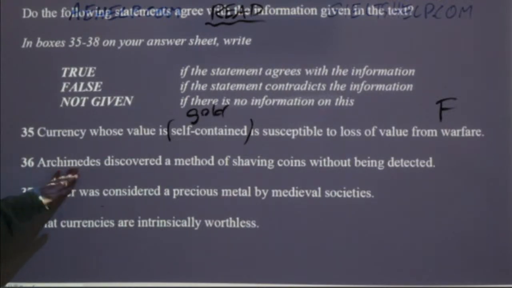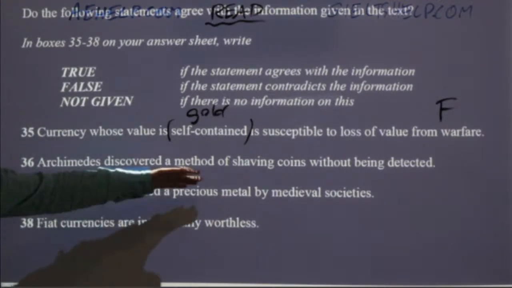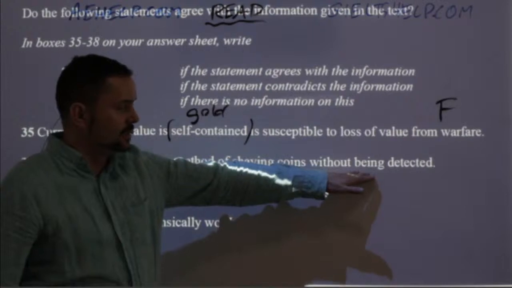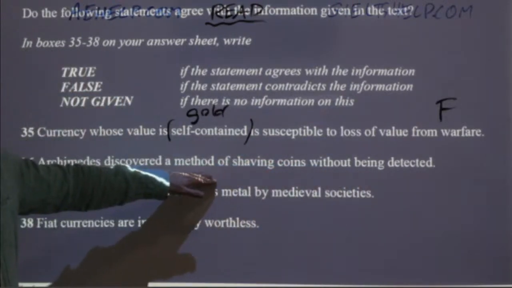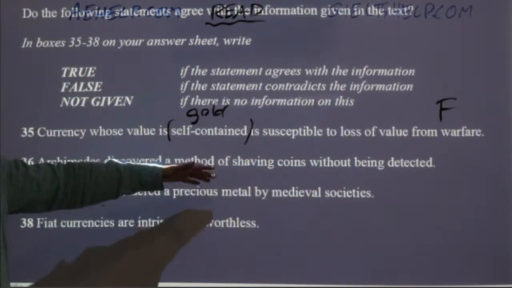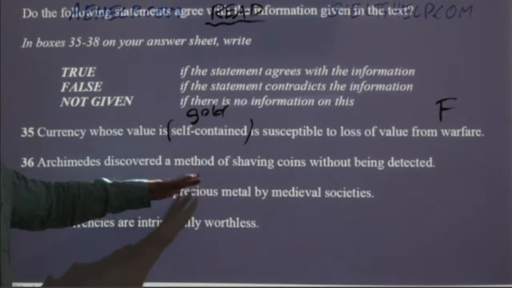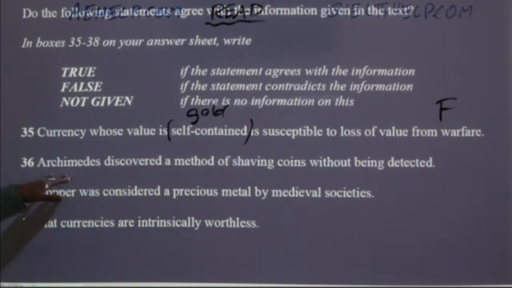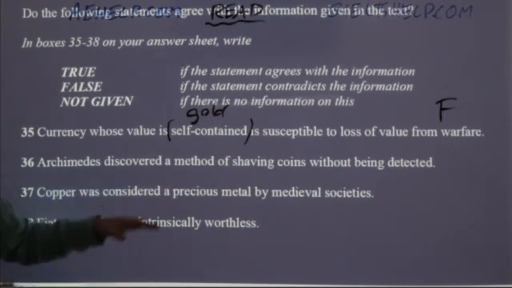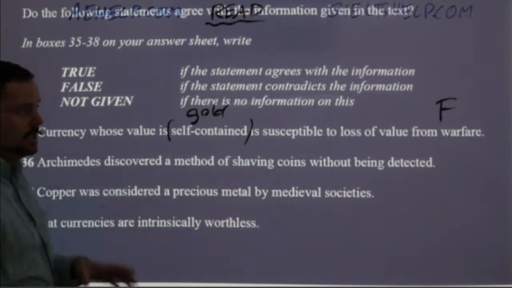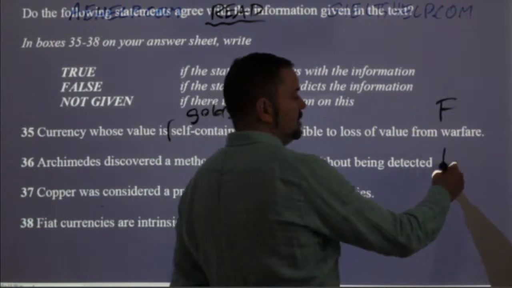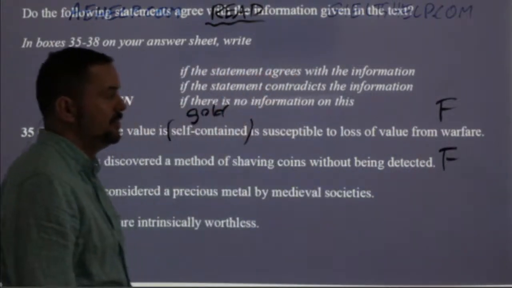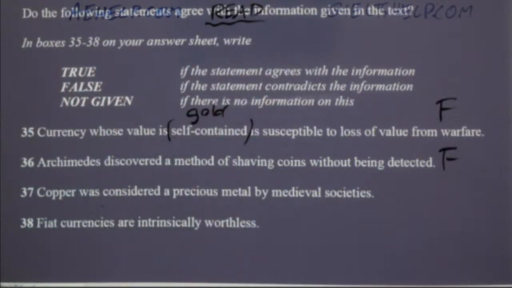Archimedes, is it important to know whether or not shaving coins is valuable in the context of currencies? Yes, because of gold being used as a currency throughout history. Is it true that Archimedes discovered this method? No, I remember reading about Archimedes, but this is a false statement. He discovered a method to know if people do this, not how to do this.